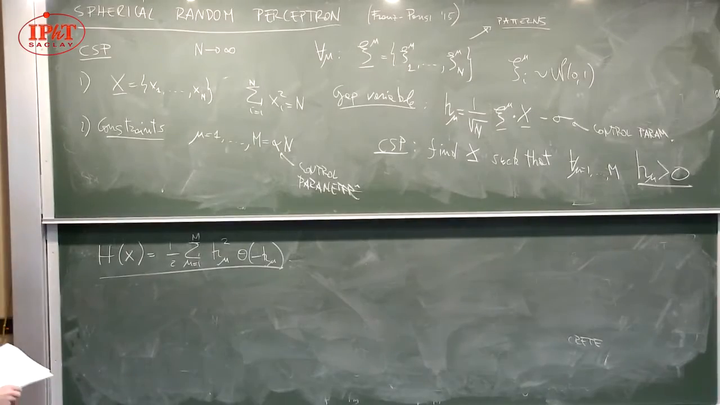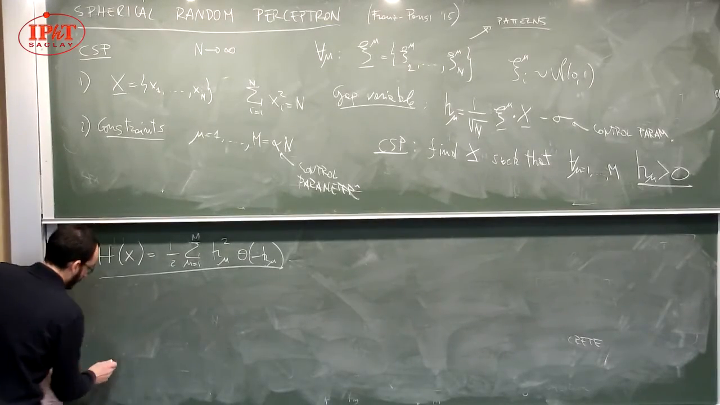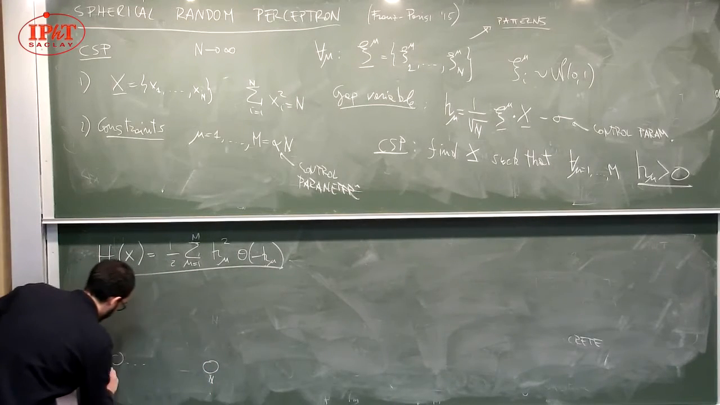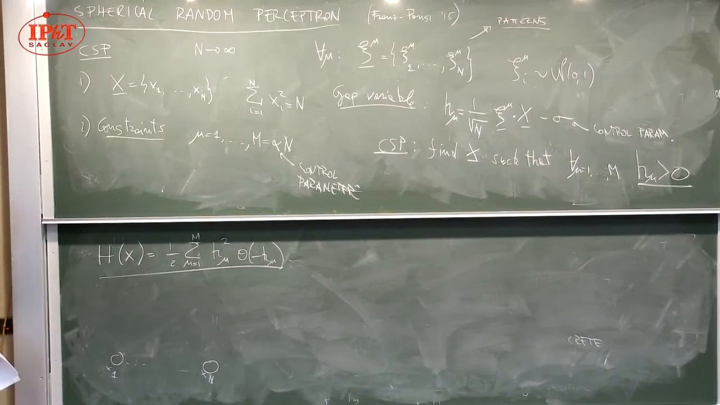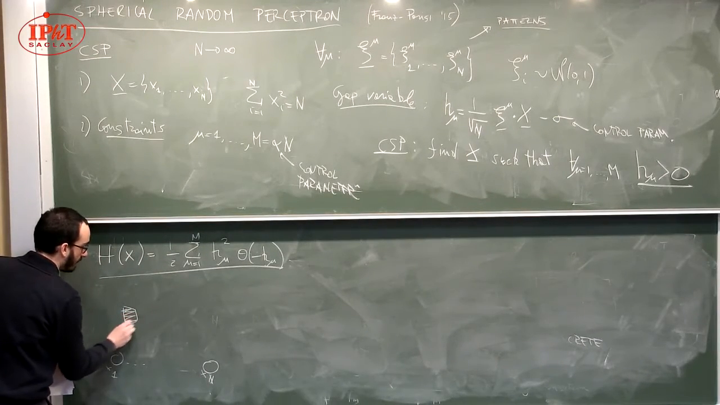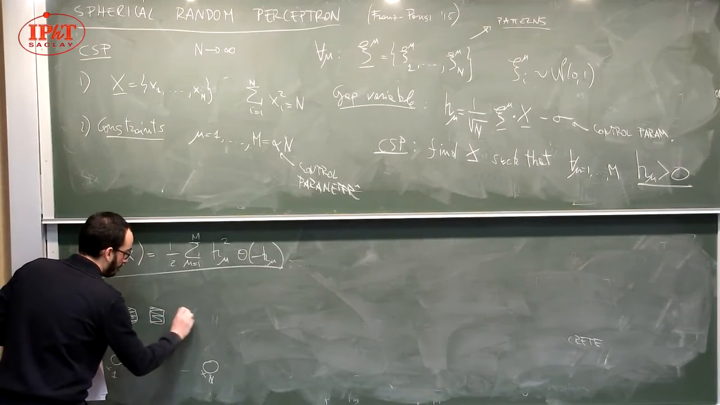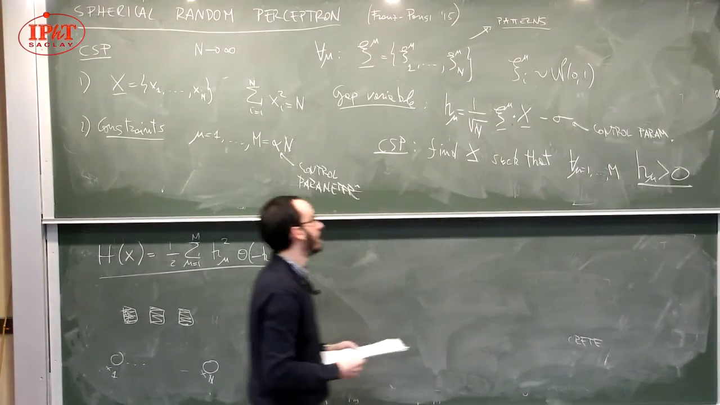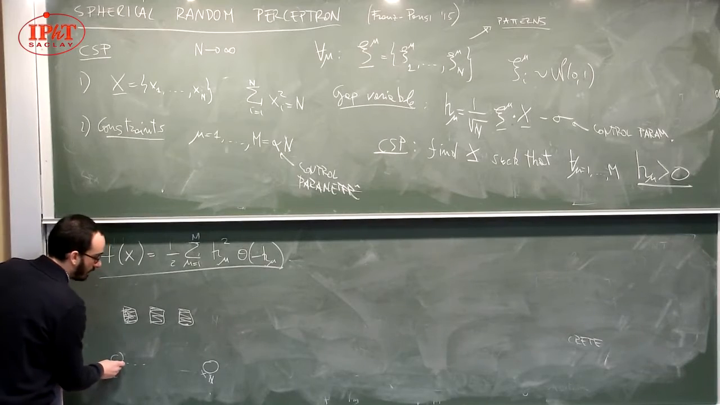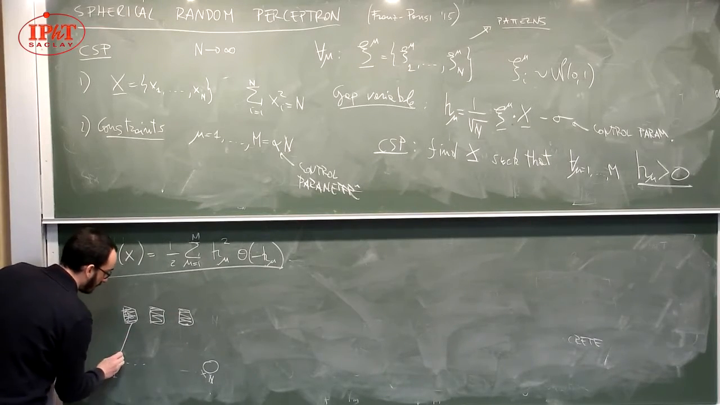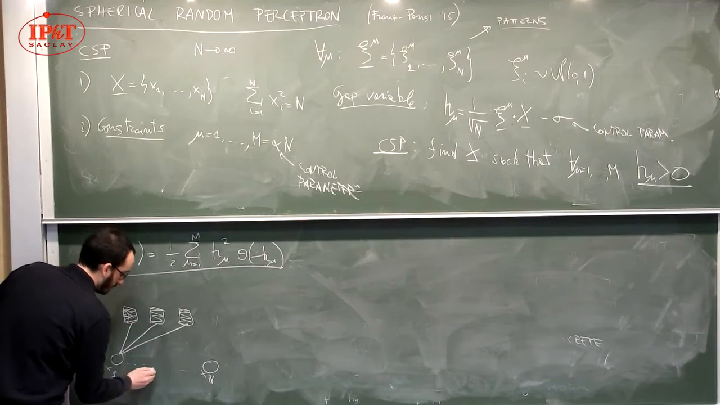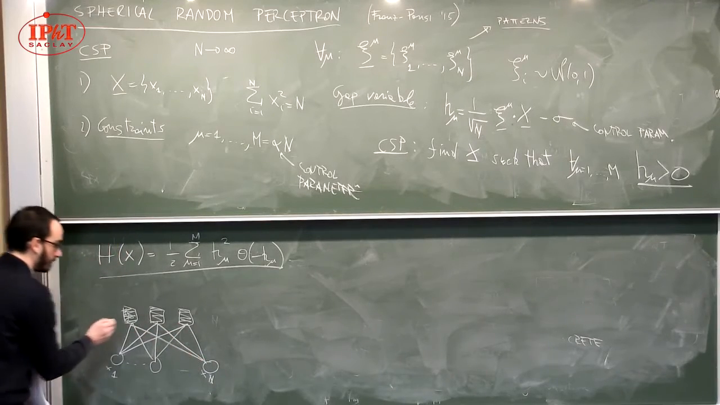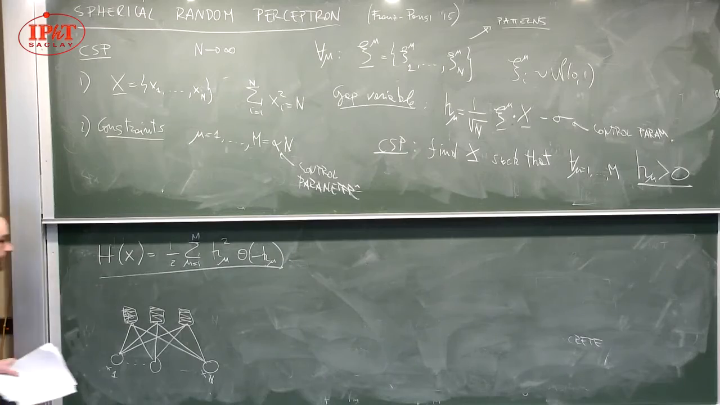And let me draw the factor graph. So I have n variables, 1, n. So this is x1, this is xn. And then I have m constraints that are defined by the patterns. And since here you have a scalar product, you have that each variable enters in all constraints. Okay. So this is a fully connected model.